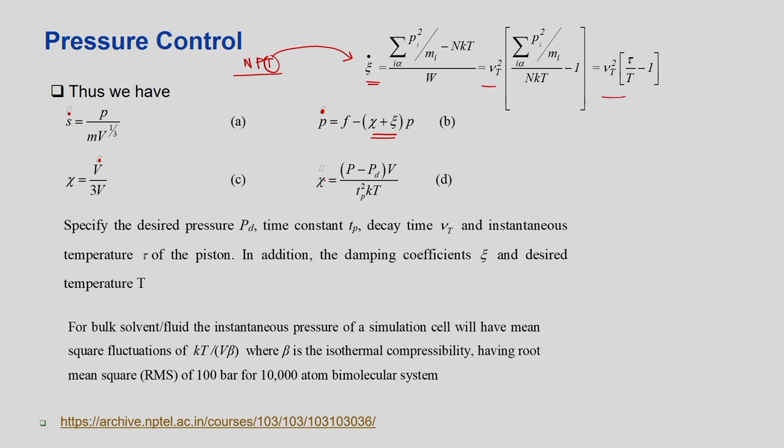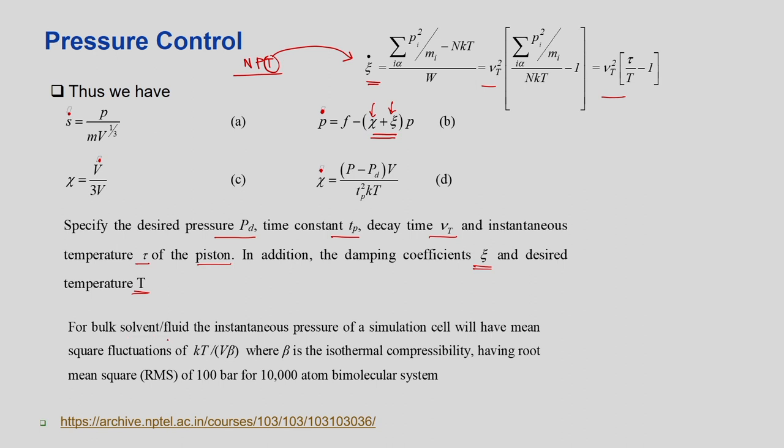Obviously, this particular expression should be a function of time, and it is given by (P minus PD) times V by TP square kT. So, in our simulation, we specify the desired pressure, the time constant, the decay time, and the instantaneous temperature of the piston. In addition, we also give the damping coefficient and the desired temperature. If you do this, then it will try to control both the pressure as well as the temperature. So, in short, for controlling both pressure and temperature, you require both coefficients, and you have to use the time-dependent expression for both the friction coefficient and the piston coefficient.